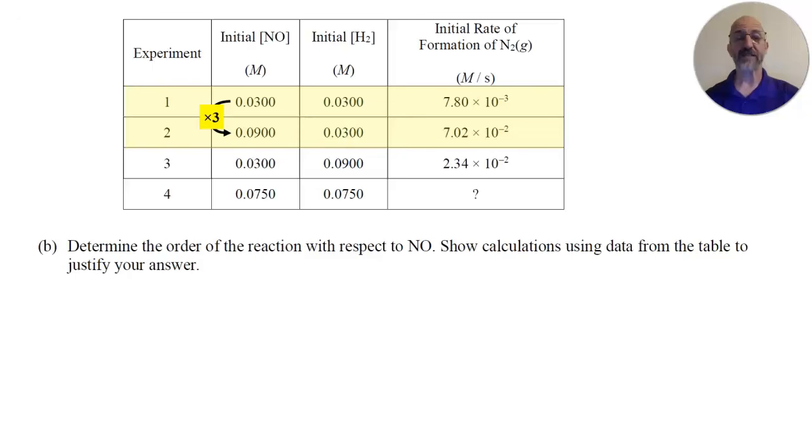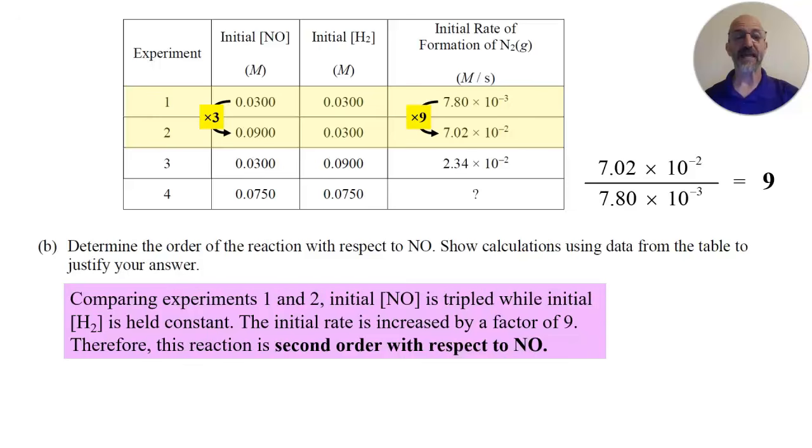Now let's double check and see what happened to the initial reaction rate. When I do that ratio, I can see it was not an increase by a factor of 3, but rather an increase by a factor of 9. So the initial concentration of nitrogen monoxide was tripled, but the initial rate of the reaction was increased by a factor of 9. So this does not mean first order with respect to NO. This is actually second order.